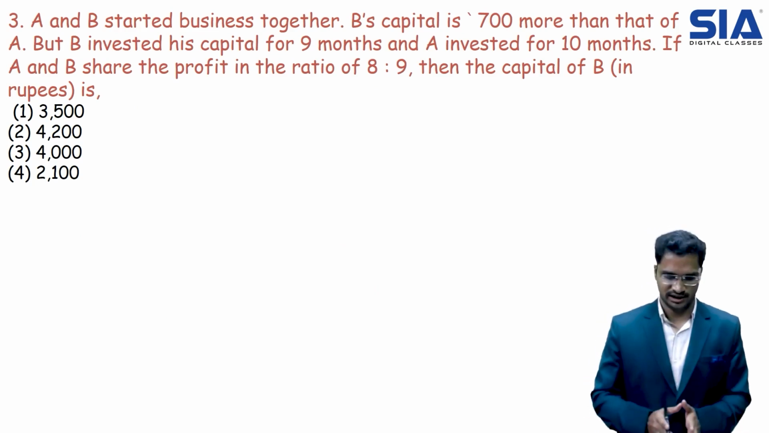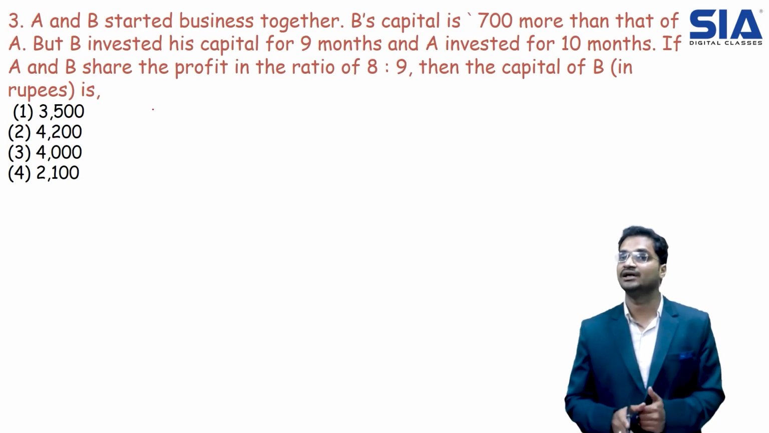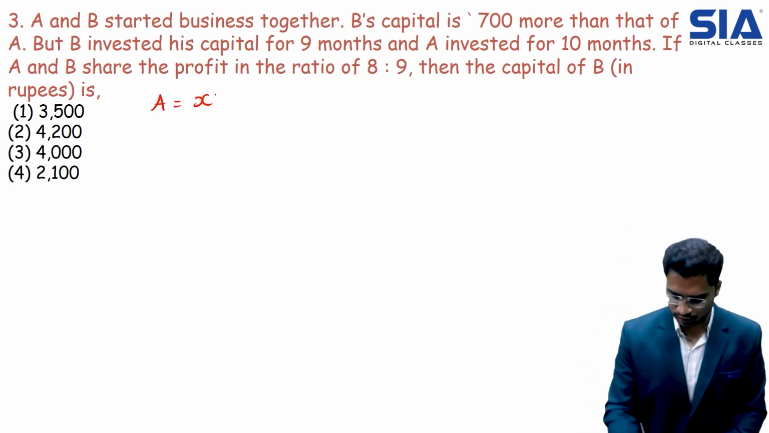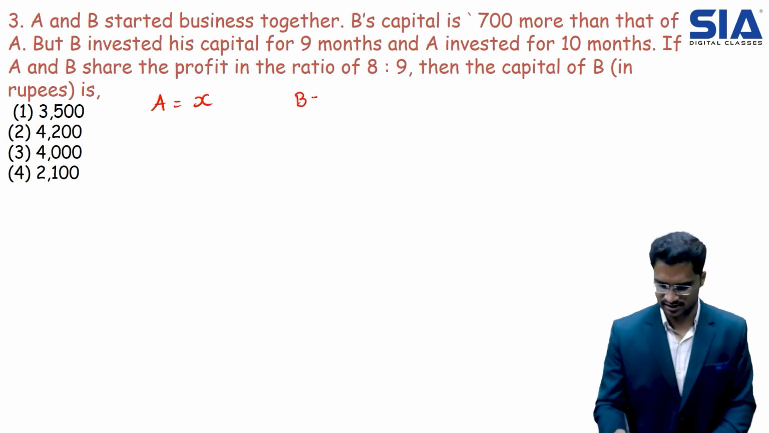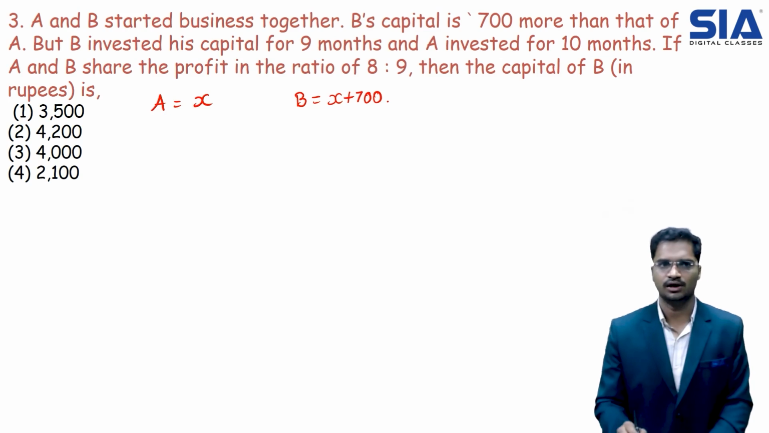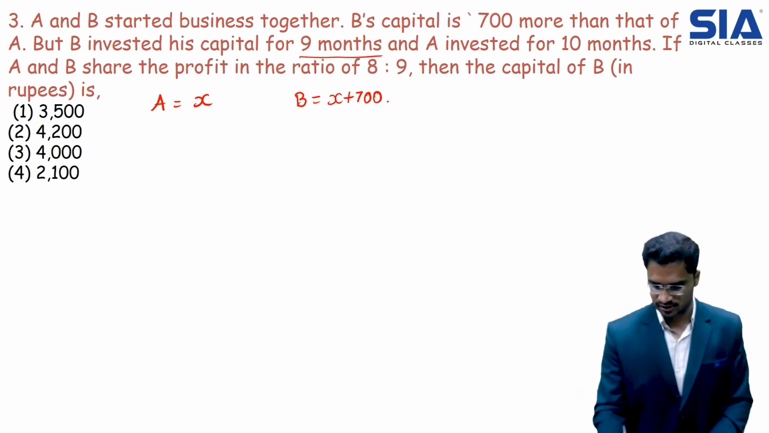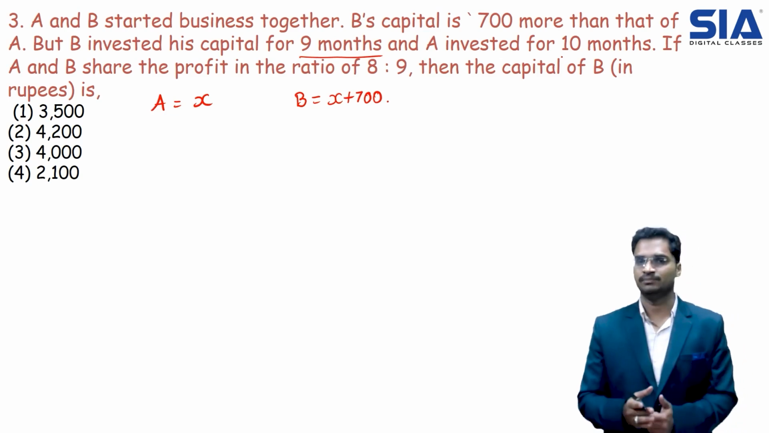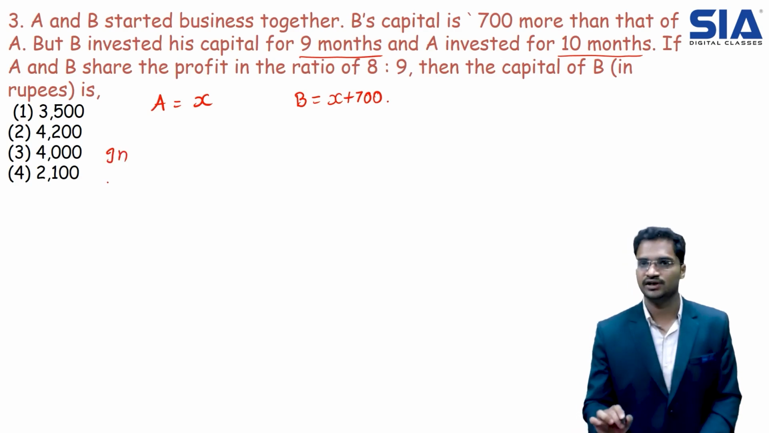Our next question says that A and B started a business together. B's capital is 700 more than that of A. So let us assume the capital of A is X. The capital of A is X, and the capital of B is X plus 700. Now, B is investing his capital for 9 months. So the time period for B is 9 months, but the time period for A is how many months? The time period for A is 10 months.